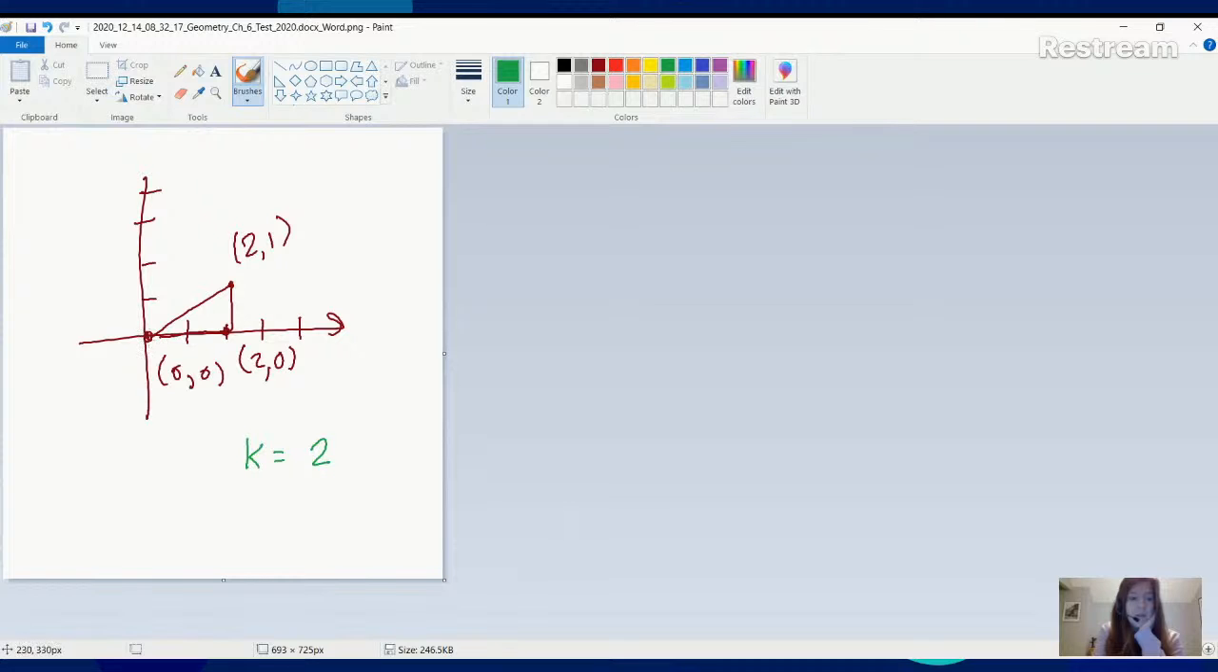So 0, 0 multiplied by 2 is still 0, 0. 2, 0 multiplied by 2, I'm going to multiply both the x and the y by 2, and I'm going to get 4, 0. And then 2, 1 multiplied by 2 is going to become 4, 2. So you multiply 2 by 2 and 1 by 2. If I do that, my dilation would be an enlargement, and my new triangle would be at 0, 0, 4, 0, and 4, 2. So just make sure that you're comfortable with doing dilations like that.